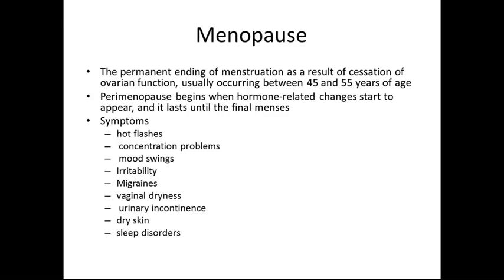Some symptoms of menopause are hot flashes, concentration problems, mood swings, irritability, migraines, vaginal dryness, urinary incontinence, dry skin, and sleep disorders. Some medications to help some of these symptoms are oral contraceptives, hormone replacement therapy such as Premarin or Prempro. Vitamins such as vitamin E can also help with some of these symptoms.